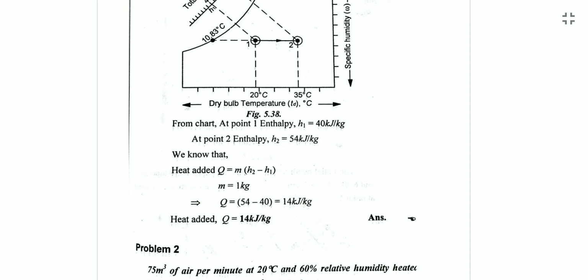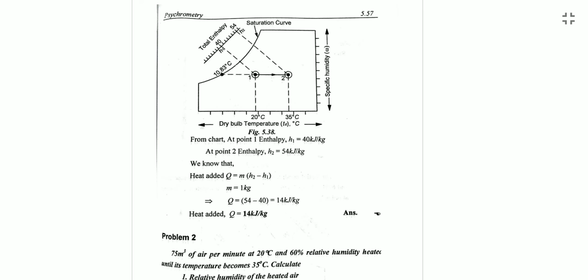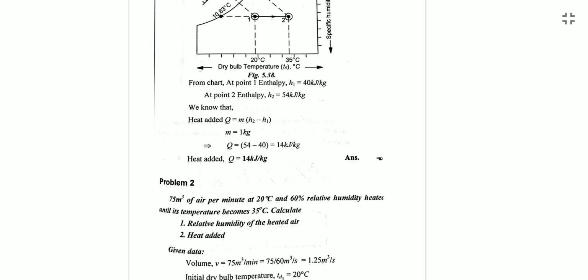Then for finding the heat transfer, Q is equal to m into (h2 minus h1). The mass is not given, so let us assume it as 1 kilogram. h1 and h2 we can find from the chart itself. From the first point the enthalpy is 40, and from the second point the enthalpy is 54. Thereby we can find the values. So this is the first problem.